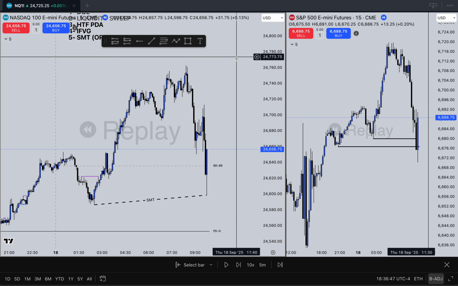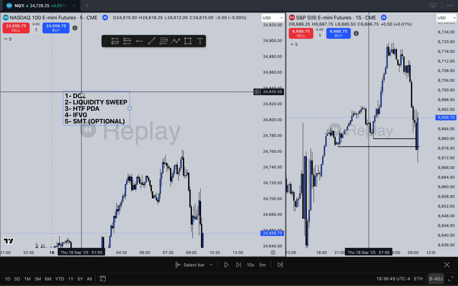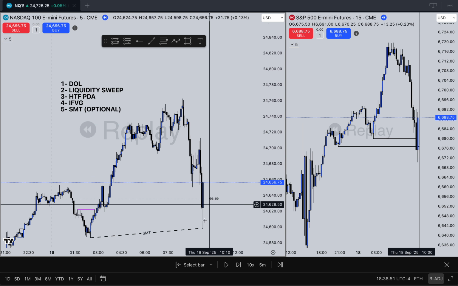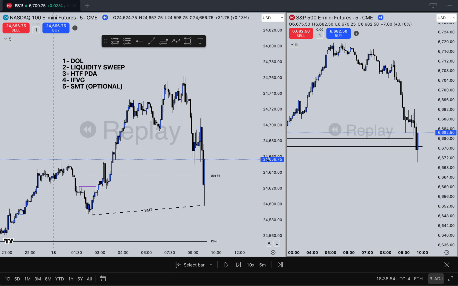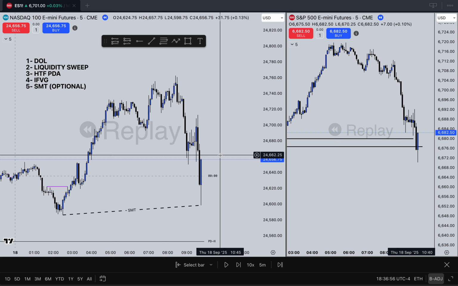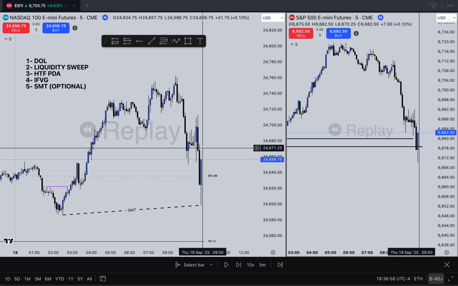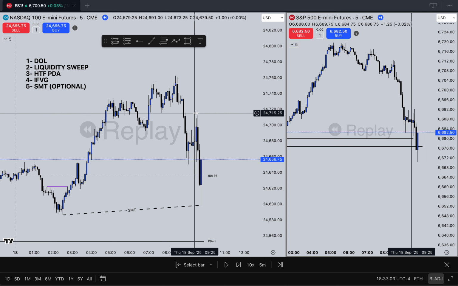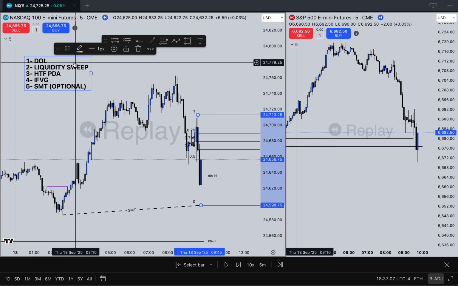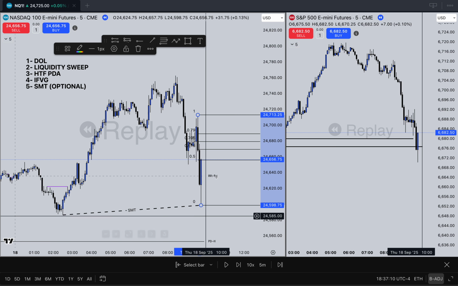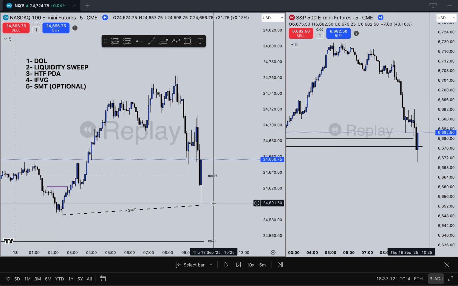So what's the last step that I need? That would be an inversion fair value gap. When I see an inversion fair value gap, I'm talking about the highest time frame inversion, the inversion of the highest time frame gap in the current leg that we are in. So this leg that we're in right now, this high to low, where is the range I just marked out? Where's the highest time frame fair value gap that we can find, right?